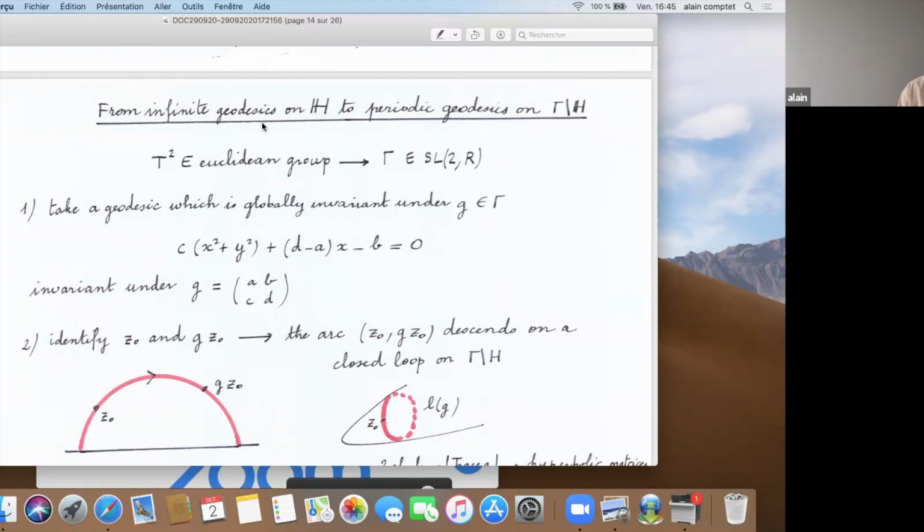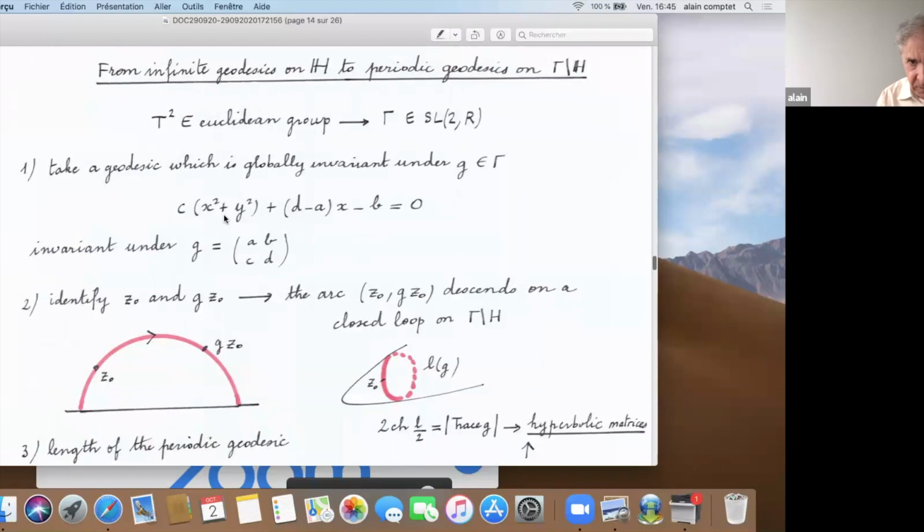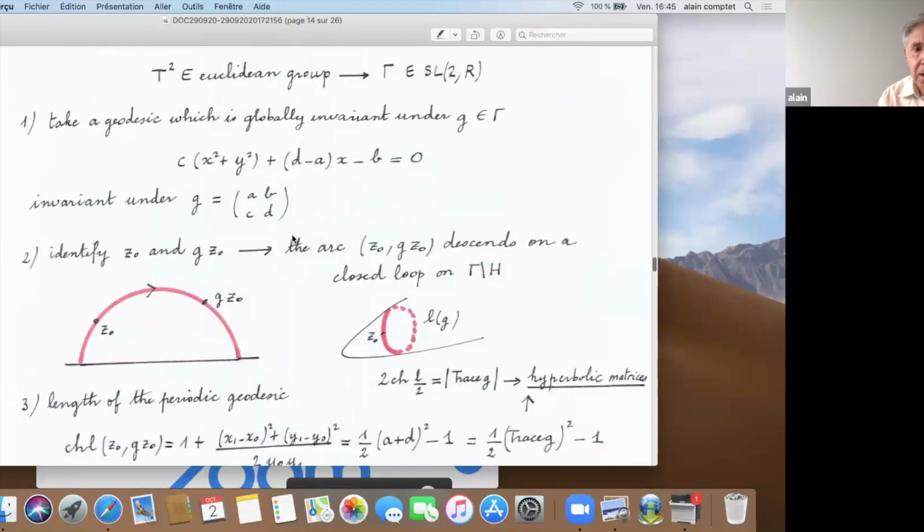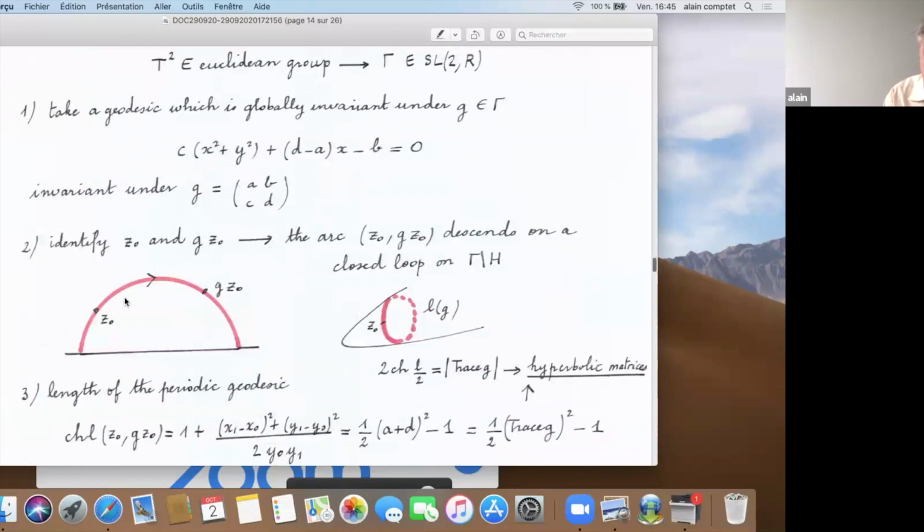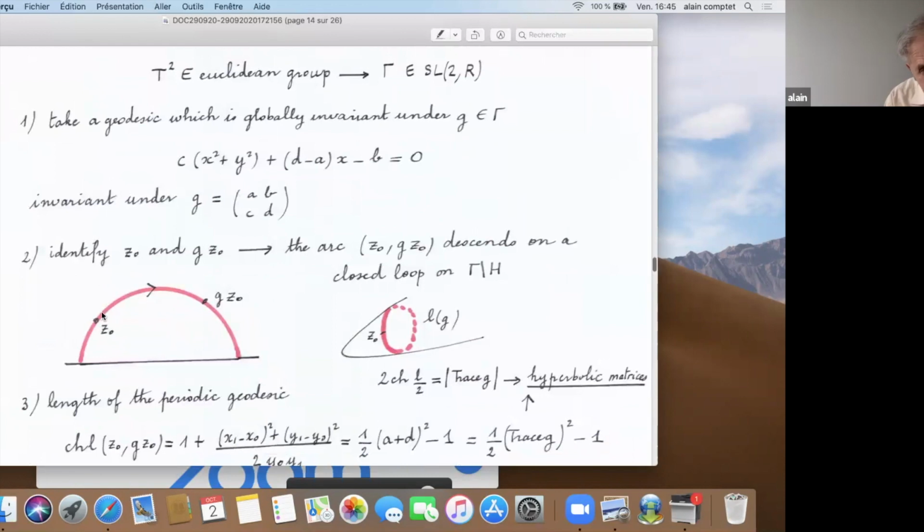And what we have to do is identify points on these geodesics under the action, not of the translation group, but of a certain subgroup of SL2. Okay, so this is done in the following way. You start from a geodesic, which is globally invariant under G. And so, which means the following. If you have some point Z0, if you act on this point by a matrix G, you will stay on the same geodesic.